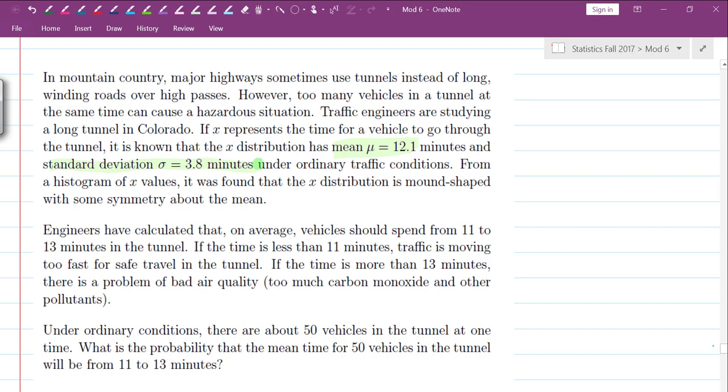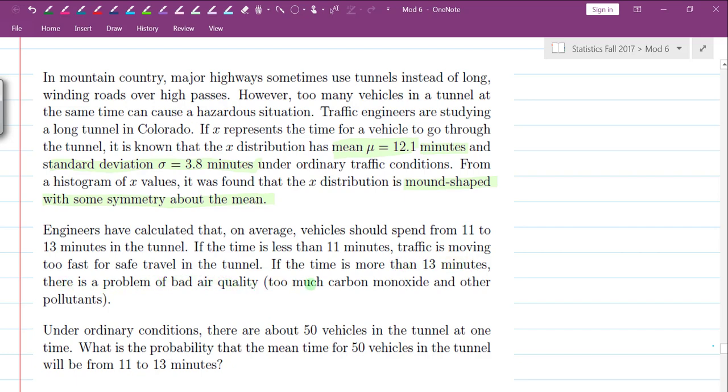From a histogram of X values, it was found that the X distribution is mound shape with some symmetry about the mean, aka we can assume that the data came from a normal distribution. Very important. Engineers have calculated that on average, vehicles should spend from 11 to 13 minutes in a tunnel. If the tunnel time is less than 11 minutes, traffic is moving too fast for safe travel in the tunnel. If the time is more than 13 minutes, there is a problem of bad air quality, too much carbon monoxide, and other pollutants inside the tunnel.